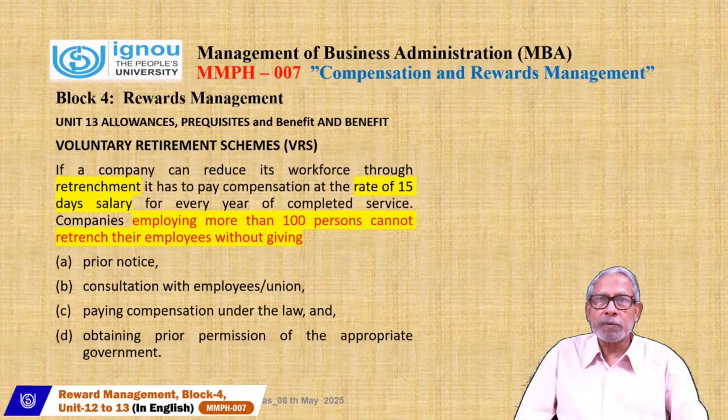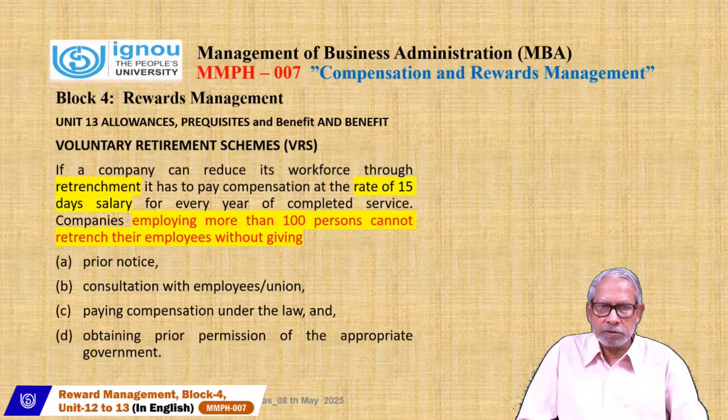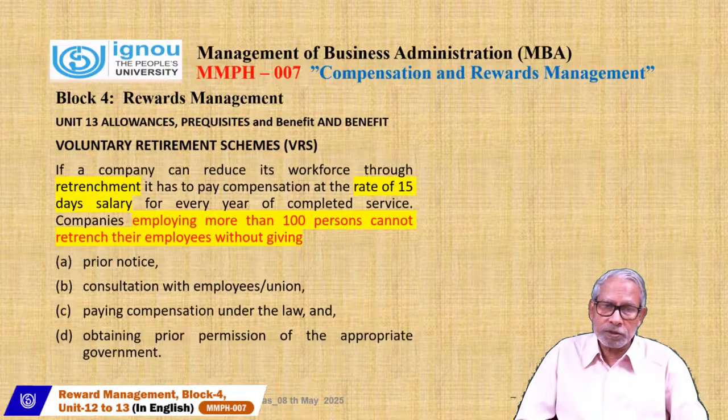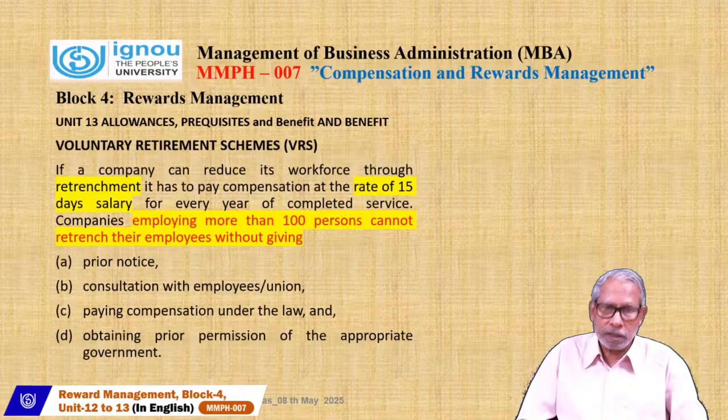Companies employing more than 100 persons cannot retrench their employees without giving prior notice, because some conditions are there. They have to give prior notice, consult the employees and the unions, pay the compensation under the law, and obtain the prior permission of the appropriate government. Then only can they do the retrenchment.